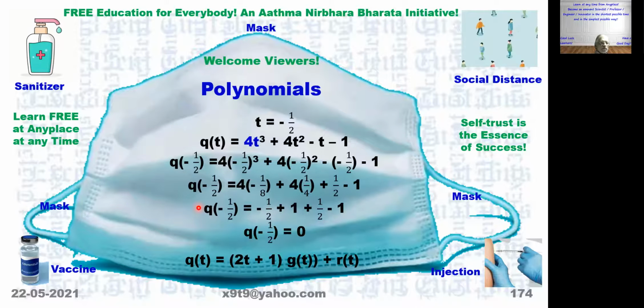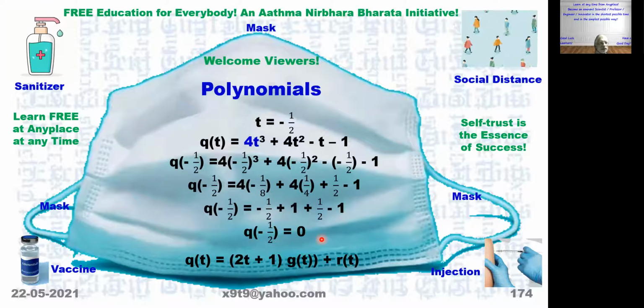Now q of minus half is equal to this 8 and 4. We can cancel here, simplify and make it as minus half. This 4 cancels, so you will get plus 1, plus you will get this half and minus 1. So this minus half and plus half will cancel, and plus 1 and minus 1 will also cancel, giving q of minus half equal to 0.